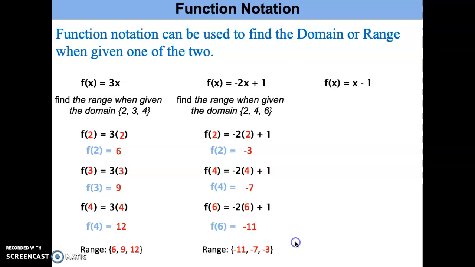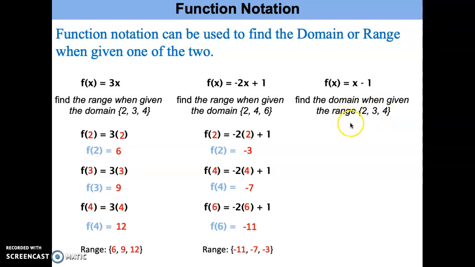Now, what if it's given to us in reverse? Let's say instead of it giving us the domain values, what if it gives us the range values? So it gives us what y equals, and we have to find out what x equals. When y equals 2, what does x equal? When y equals 3, what does x equal? And when y equals 4, what does x equal?